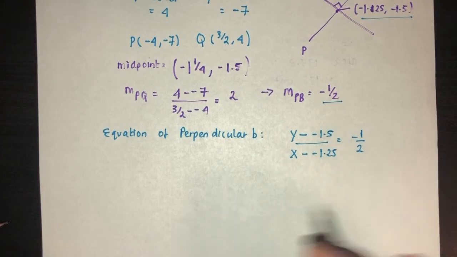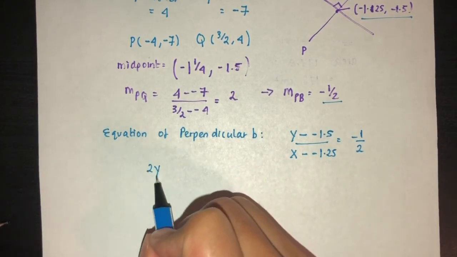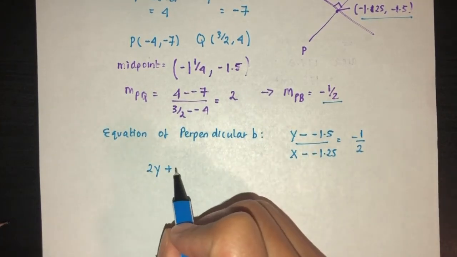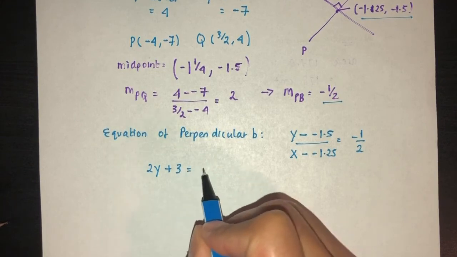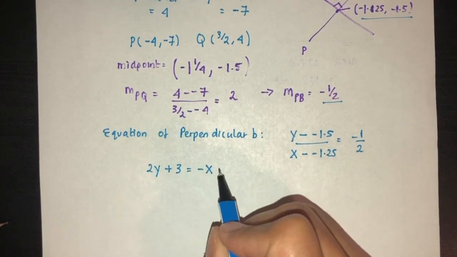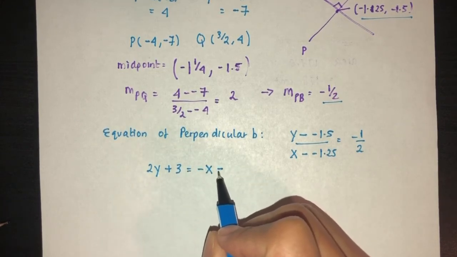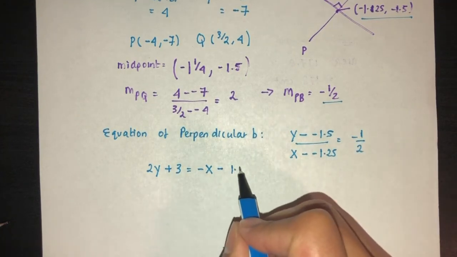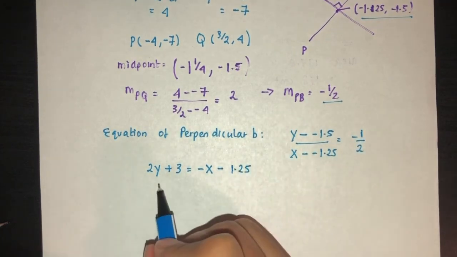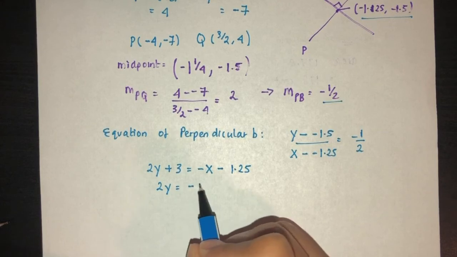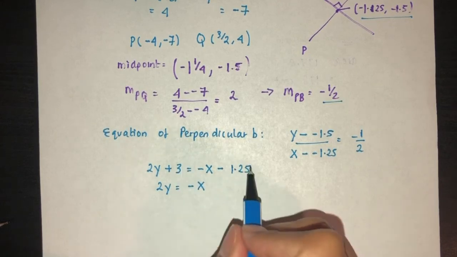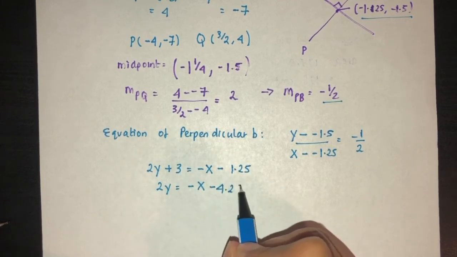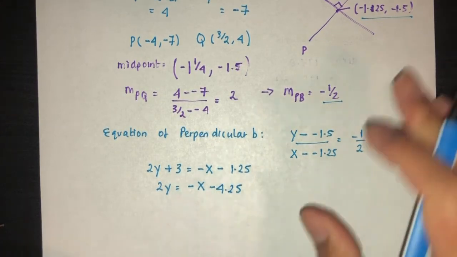So we have to cross multiply. You will have 2y plus 3 equal to minus x minus, this is minus 1 times 1.25. So 2y is equal to minus x, so we have to send this over here, it becomes minus 4.25. Now the question is, we have to show that this point lies on this line.